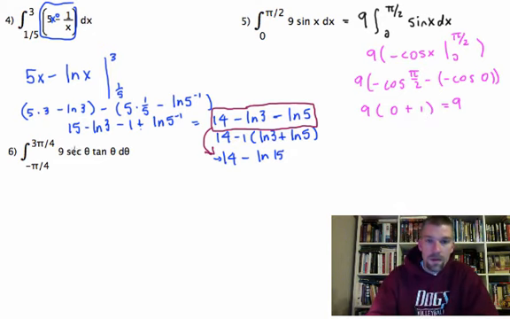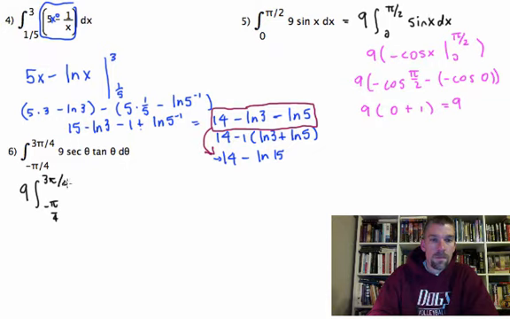All right, down here on the bottom, last guy. Derivative of what is secant tan? And we've got 9 secant x tan x. So again, just like our previous problem, this is actually 9 times the integral from negative pi over 4 to 3 pi over 4 of 9 secant theta tan theta d theta.